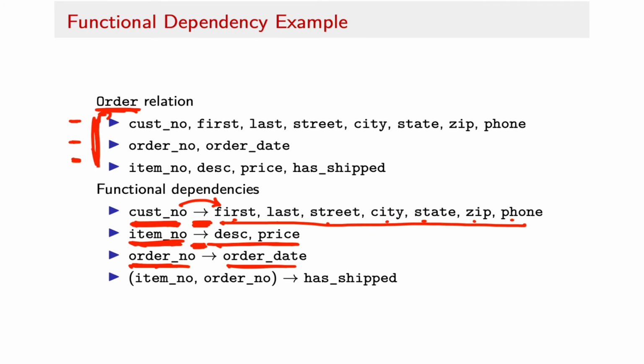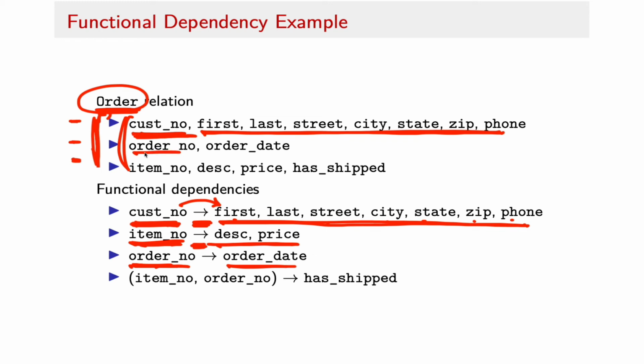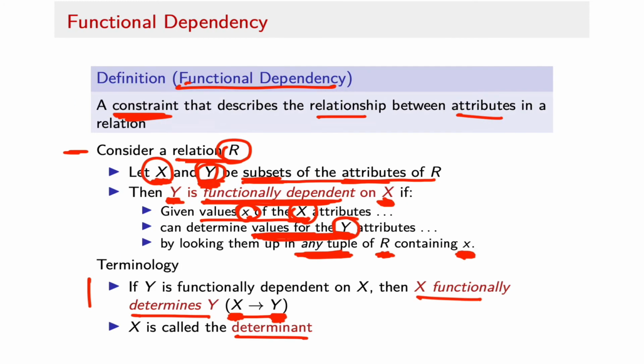So if we go back to here, any place that I look in this order relation, and remember that order relation at this point has all of these attributes in it. So any place where I look in the order relation and I find a particular customer number, I would expect that the values for these other attributes would be the same for the same customer number. And similarly for the order number and the item number. So those definitely follow the definition of a functional dependency.